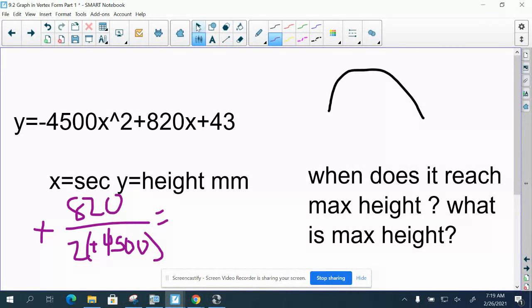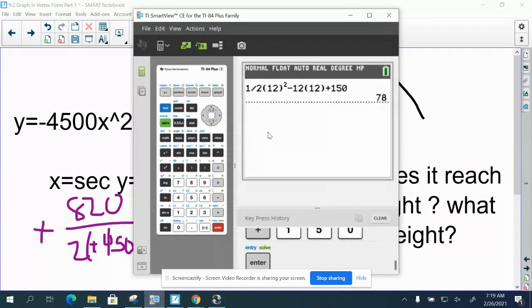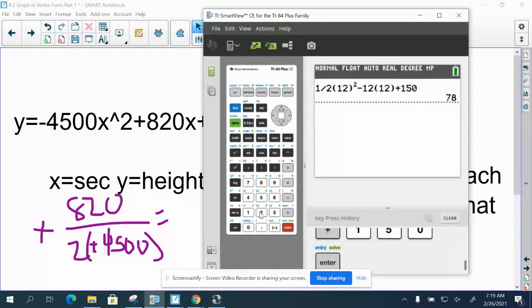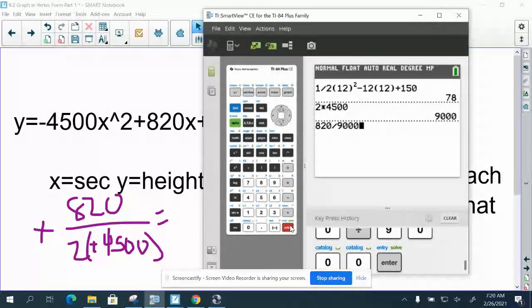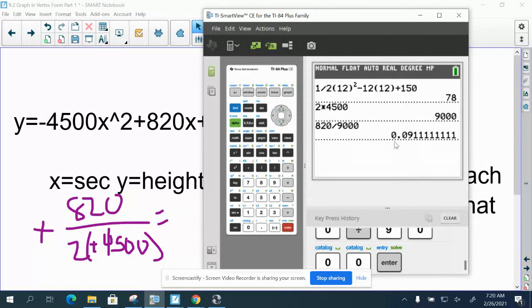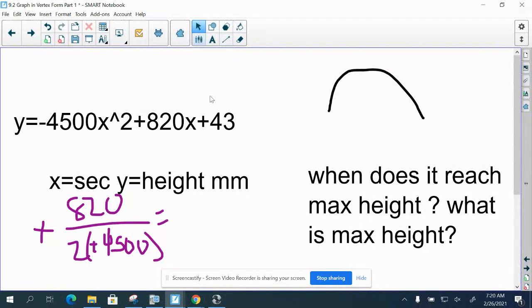Now for this one, I'm going to go ahead and just plug this into my calculator. You could use your fraction button and just do it all in one step. If you don't have a fraction button, you would simplify the denominator: 2 times 4,500. Wait a second, I have one extra zero. It's 9,000, and then do 820 divided by 9,000, and you get 0.091.